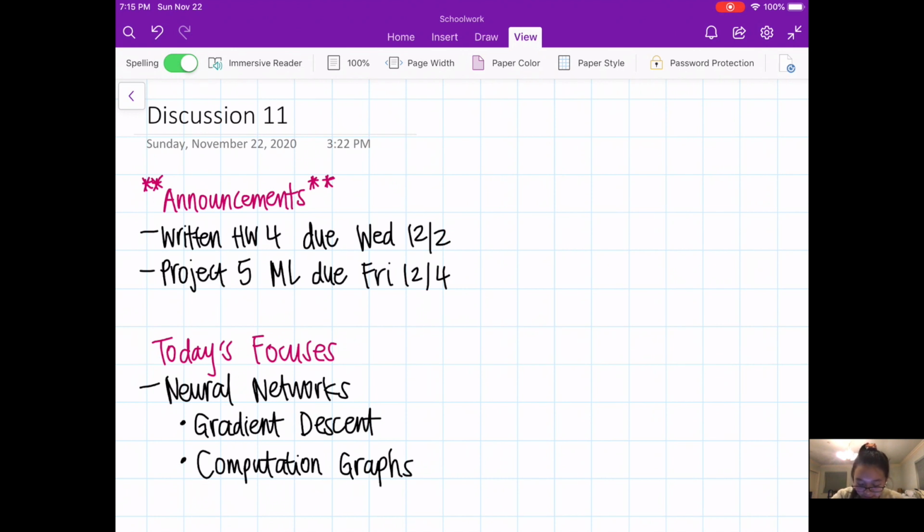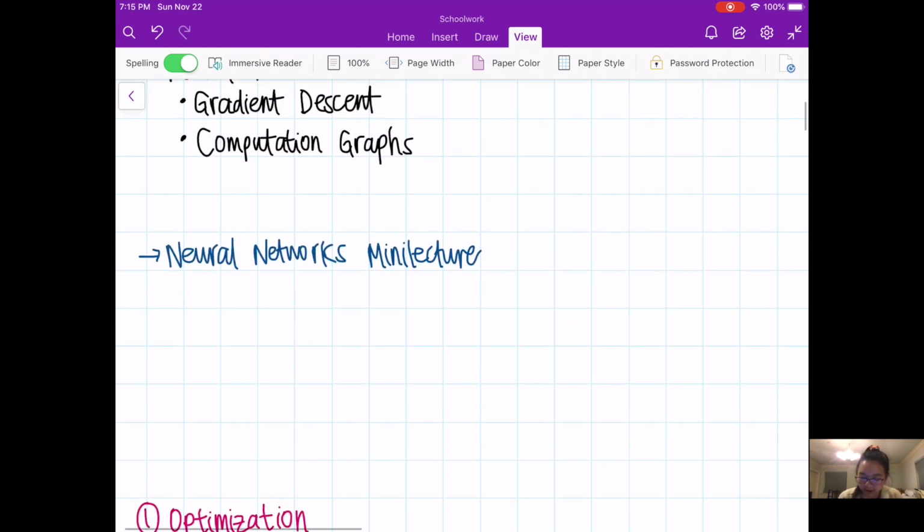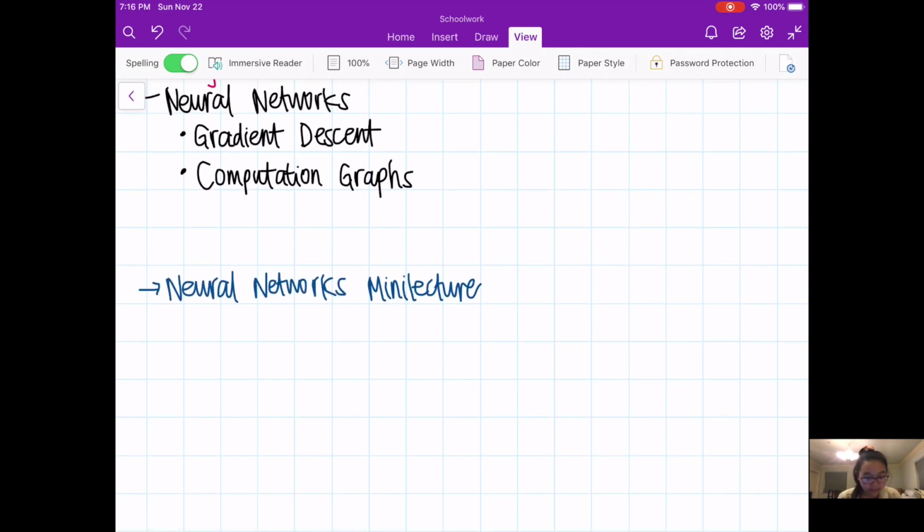And then today's focus for our worksheet will essentially just be neural networks, and we'll specifically talk about gradient descent more and about how computation graphs are used and how to interpret them. So in that case, let's just directly dive into a quick mini lecture on neural networks.